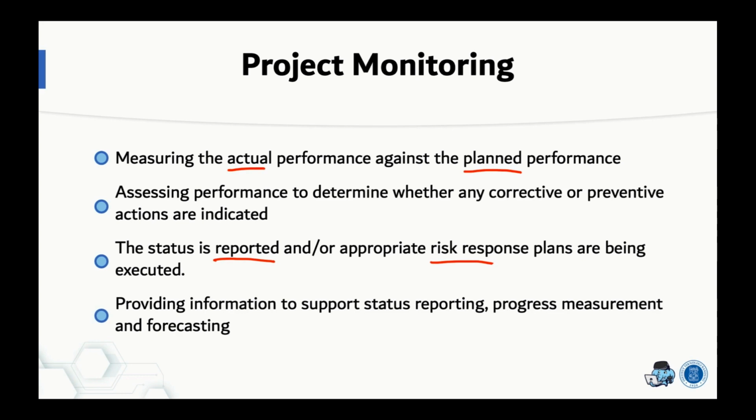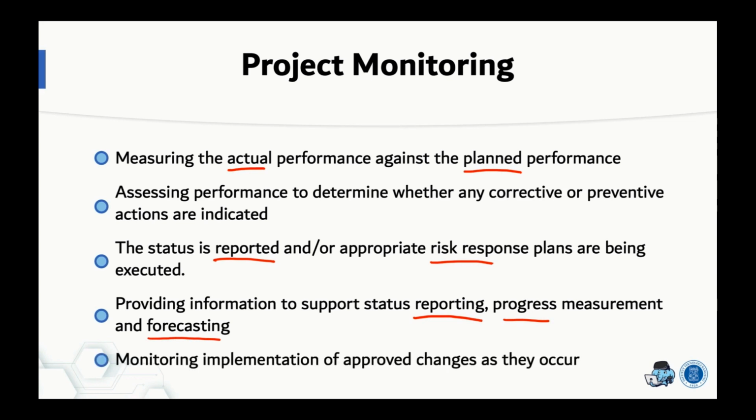In project monitoring, we also provide information to support status reporting, progress measurement, and forecasting. When something changes, for example the activity time or cost changes due to a pandemic, we need to provide information about the situation happening in the field, how we can progress, and what the forecast for the future is based on the current situation. And we monitor the implementation of approved changes as they occur. When we implement some adjustment, we can also monitor the change.